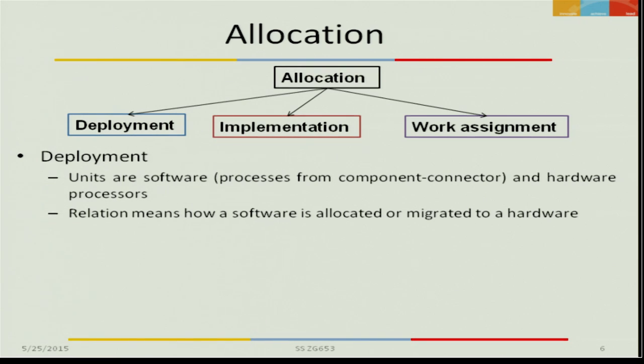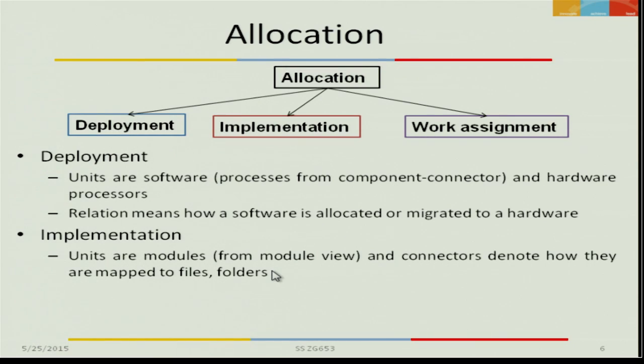The interesting thing is that when you are describing a view using allocation structure, you are also going to have boxes and lines only. So one type of boxes will be the boxes that you have defined in component and connector, and another type of boxes will be hardware elements. And if you create a link between these two, this link implies a relationship, and that relationship is how software is allocated or migrated to hardware. That's what will be the meaning.